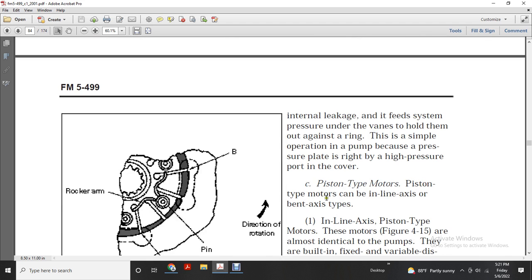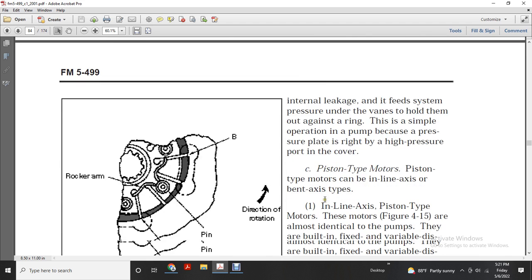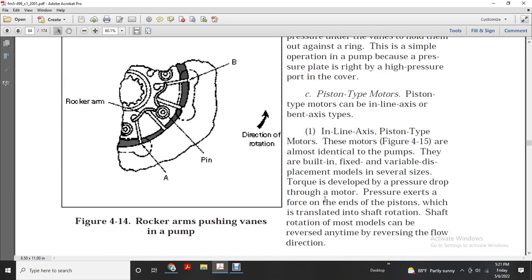Piston type motors can be inline axis or bent axis types. Inline axis piston motors, figure 415, are almost identical to the pump. They are built in fixed and variable displacement models in several sizes. Torque developed is driven by the pressure drive of the motor. The motor pressure exerts force on the end of the piston, translated into shaft rotation. Shaft rotation is reversed any time by reversing the flow direction.